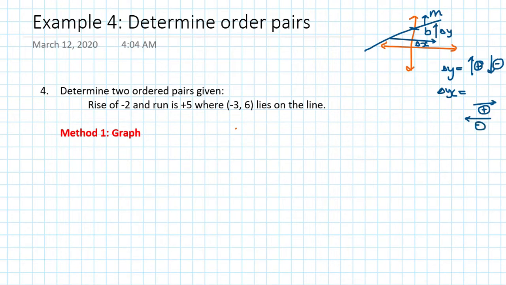So moving on to this question, it says that we should determine the ordered pairs. Ordered pairs means that, given a specific point, which in this case is -3 for our x and our resulting y is +6, and this point lies on the line, if we want to locate the other pairs, we just need to move repetitively with a rise of -2 and a run of +5.